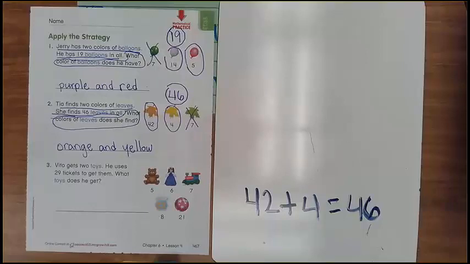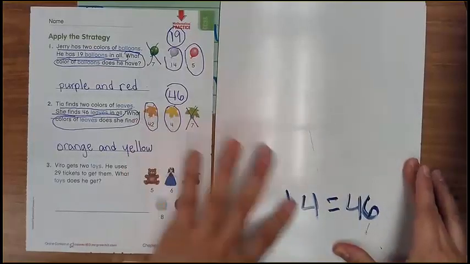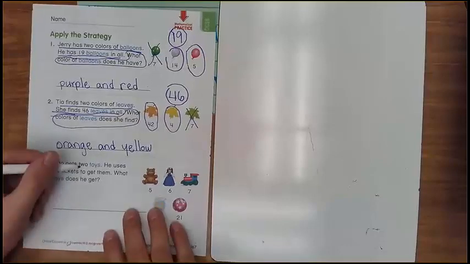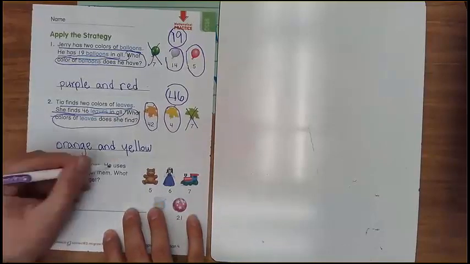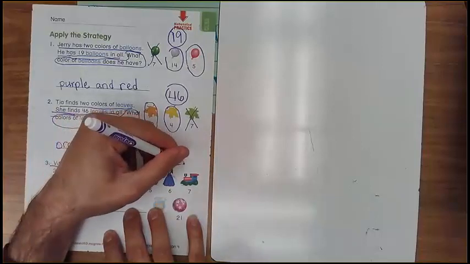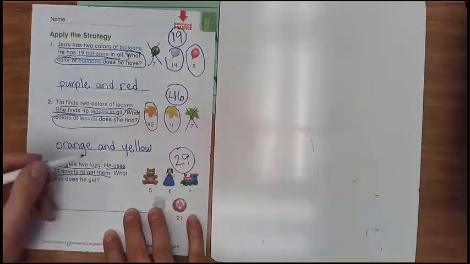Oh my goodness. The next one has a lot. And it says Vito gets 2 toys. He uses 29 tickets to get them all. What toys does he get? So he got 2 toys. He uses 29 tickets. So that's the number we're going to look for. We're going to look for 29.